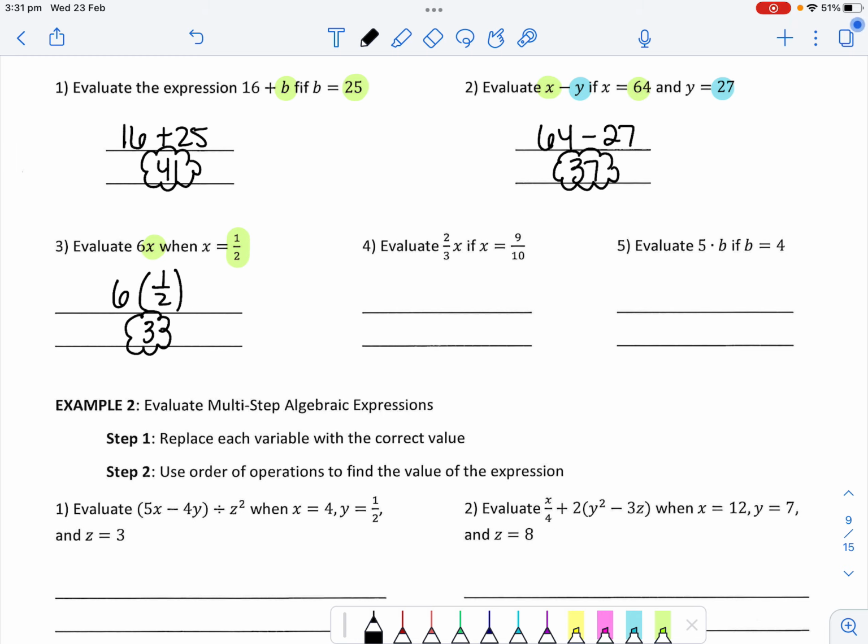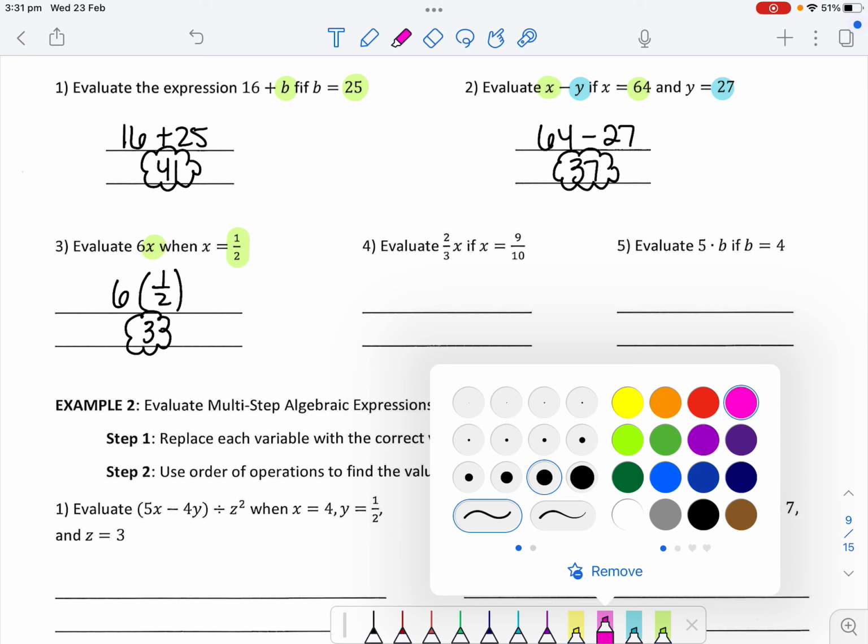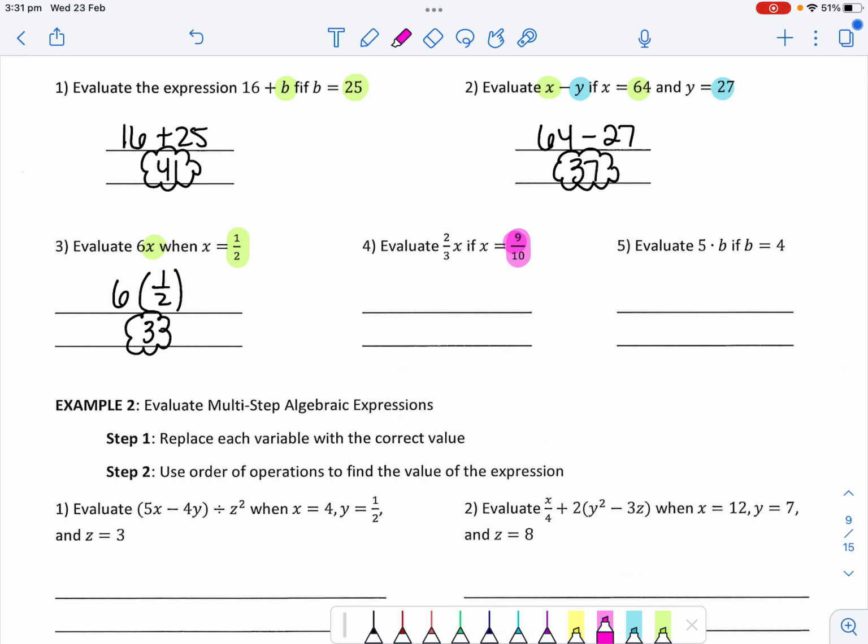Evaluate 2/3 x if x is 9/10. So again, I'm going to take this 9/10 and I'm going to put it in for x. So this is going to be 2/3, and again, I'm going to use parentheses 9/10. And here I'm actually going to cross cancel. So I'm going to do 1 and 5, and this is going to be 1 and 3. So my answer is 3/5.